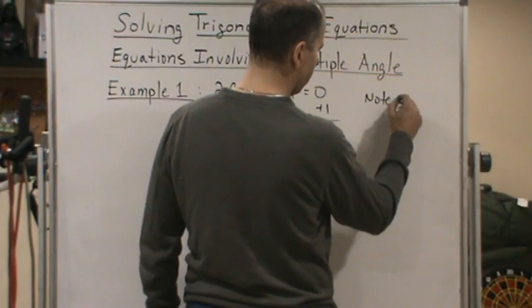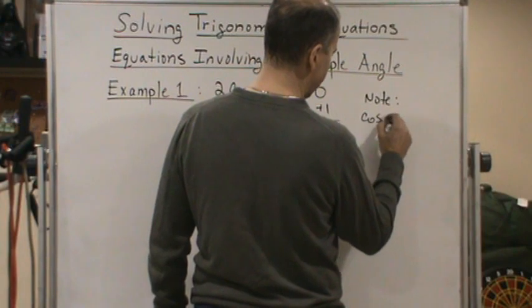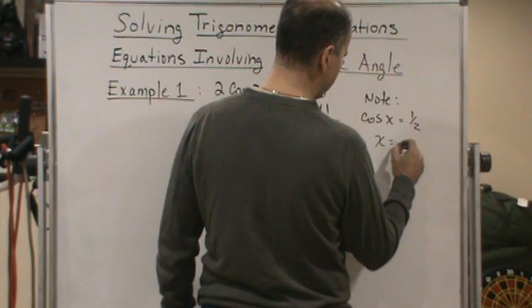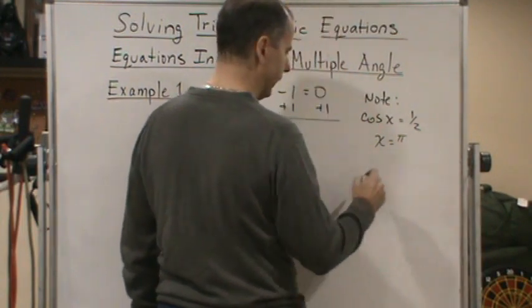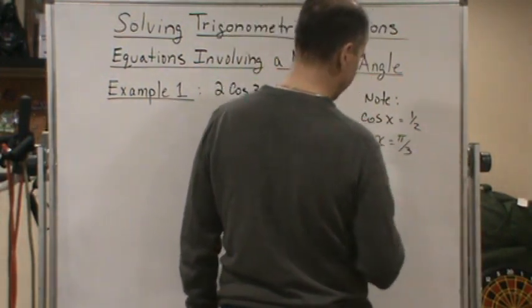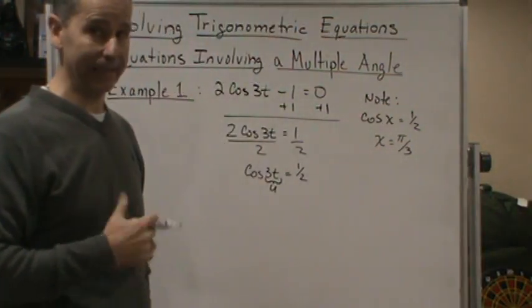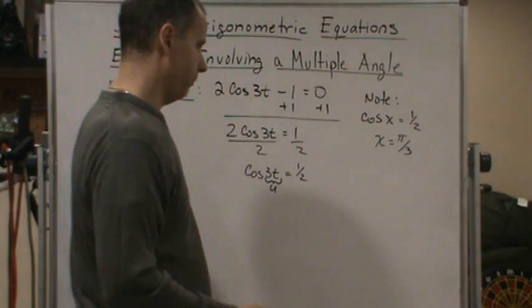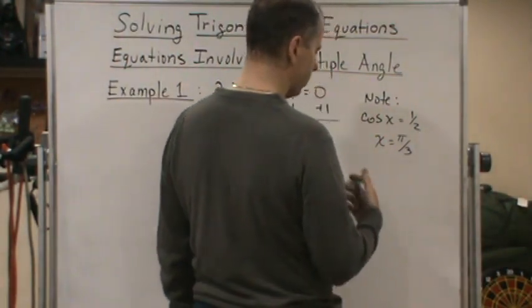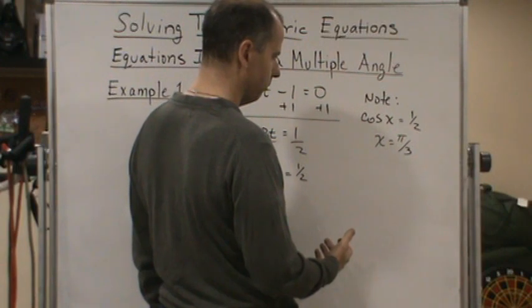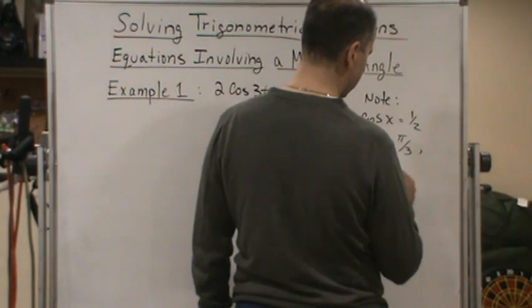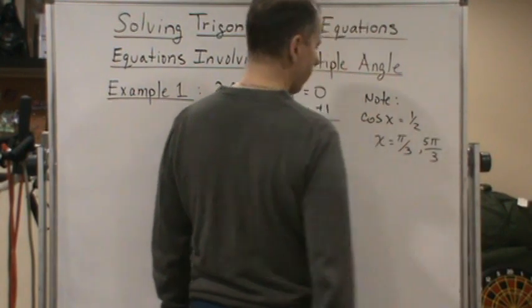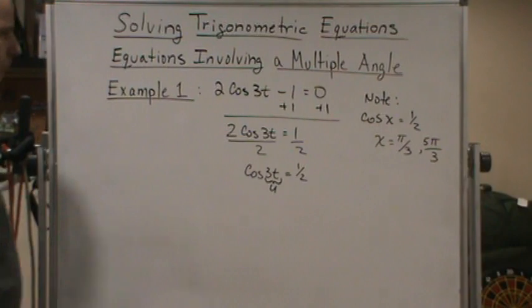Note that cosine of x equals 1/2 when x equals pi over 3, right? And cosine is positive only in the first and fourth quadrants. So pi over 3 and 5 pi over 3.